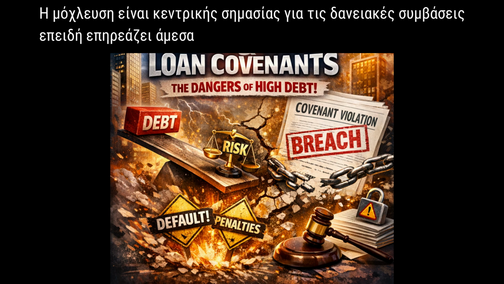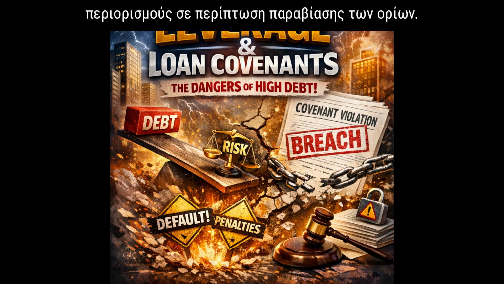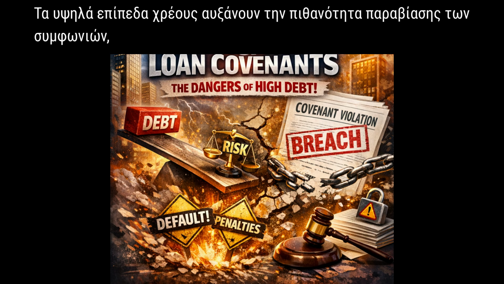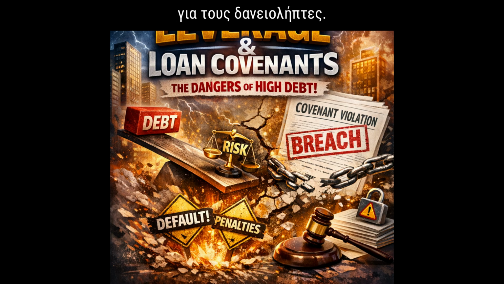Leverage is central to loan covenants because it directly influences a borrower's risk profile and triggers a cascade of legal obligations and restrictions when thresholds are breached. High debt levels increase the likelihood of covenant violations, which can lead to severe contractual and operational consequences for borrowers.